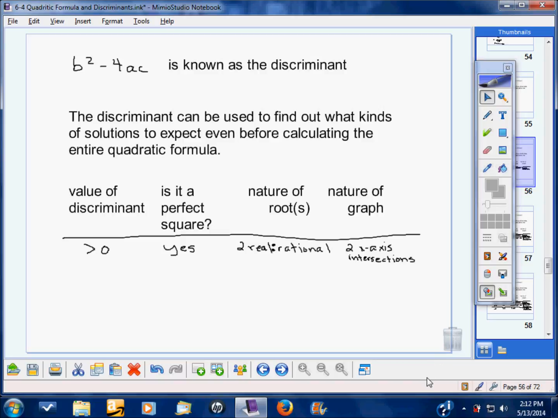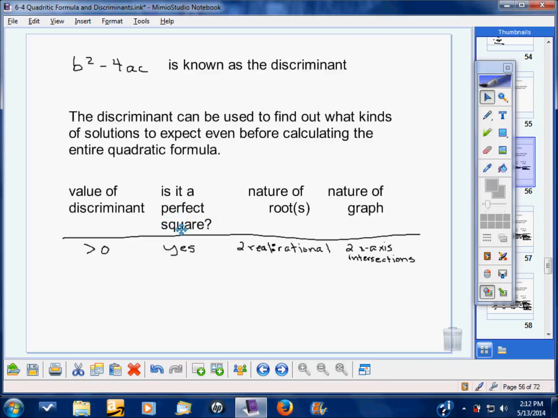So on a quiz or a test, you could be asked to calculate the discriminant, in other words, find the number, and then tell the nature of the roots and possibly what's going to be true about the graph. So the nature of the graph, when it's a positive number, greater than 0, and is a perfect square, means you're going to get two real rational roots. You can also have a positive when it's not a perfect square.